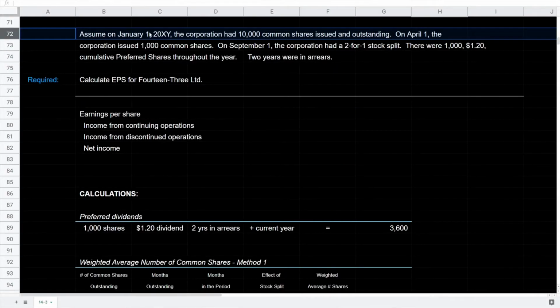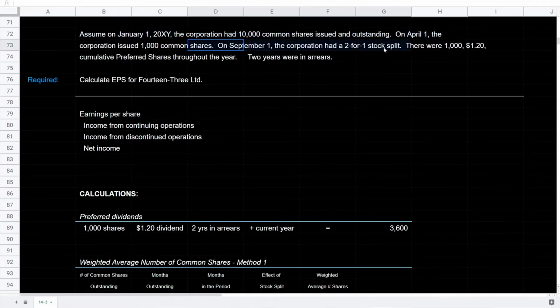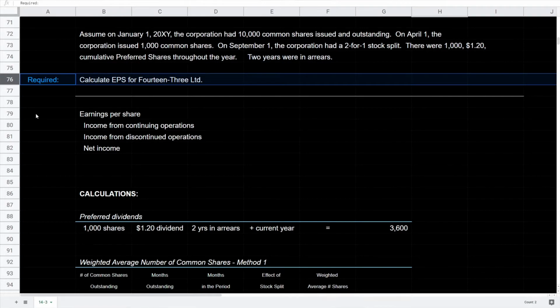So let's assume on January 1st, 20XY, the corporation had 10,000 common shares issued and outstanding. On April 1st, the corporation issued 1,000 common shares. On September 1st, the corporation had a 2-for-1 stock split. There were 1,000 $1.20 cumulative preferred shares throughout the year. 2 years were in arrears. The required is for us to calculate earnings per share for 14.3 Limited.